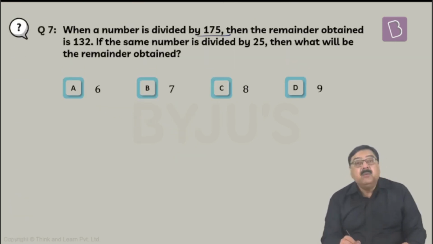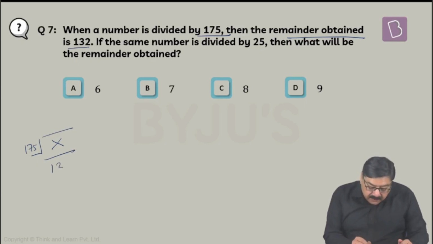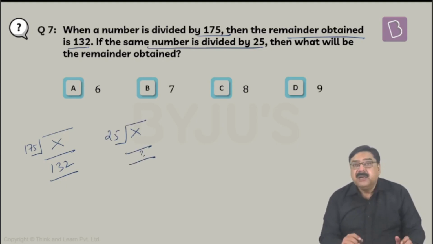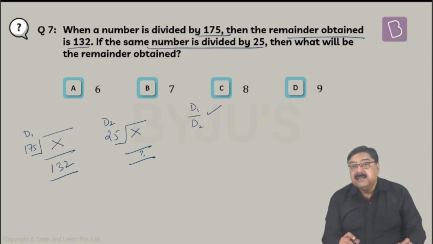When a number is divided by 175, then the remainder obtained is 132. So let the number here be x. When you divide it by 175, the remainder obtained here is 132. Now, if the same number is divided by 25, then what will be the remainder obtained? Now, it's quite simple. If this is the first divisor and this is the second divisor, the first divisor should be divisible by the second divisor. Then only we can solve such kind of questions and we can find out the remainder when the unknown number is divided by the second divisor, which is 25 here.